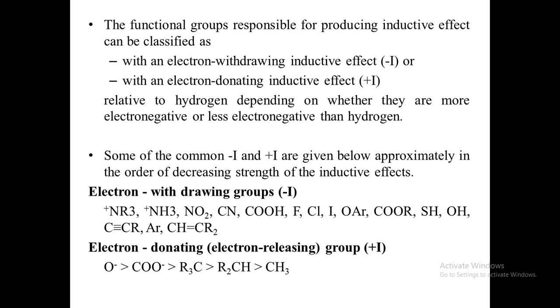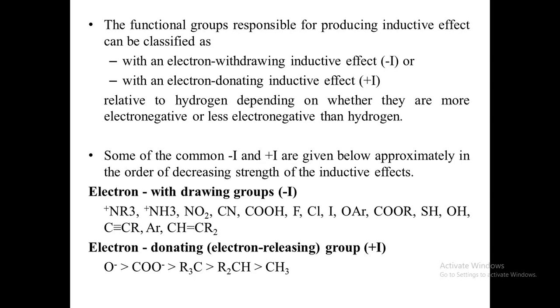So here is the classification that I discussed two times. Once it went wrong, and the second time it was the right discussion. So you can see at the bottom electron withdrawing groups, that is, an electronegative atom having positive charge, nitrogen in NR3 and NH3, that is positively charged.